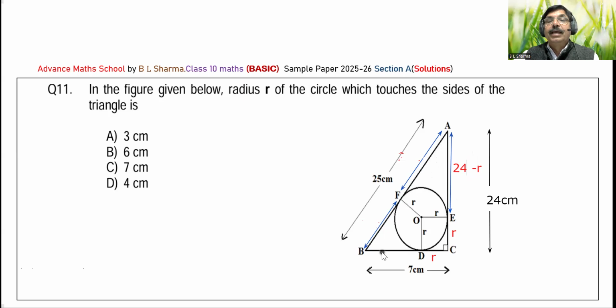AF will also be equal to 24 minus r centimeters. Again, the total BC is 7 centimeters, CD is r centimeters, so BD will be 7 minus r centimeters. But we know B is an exterior point, so the length of tangent BD will be equal to BF. So this BF will also be equal to 7 minus r centimeters.